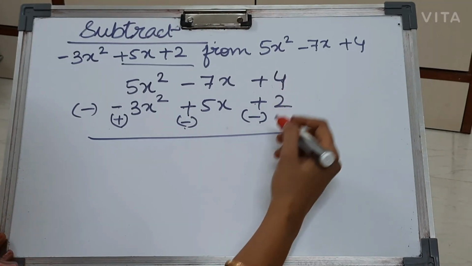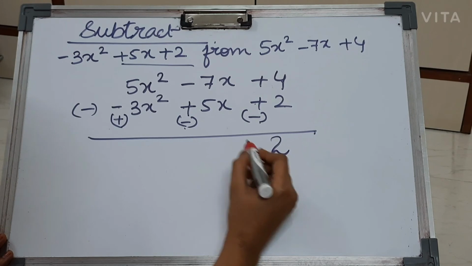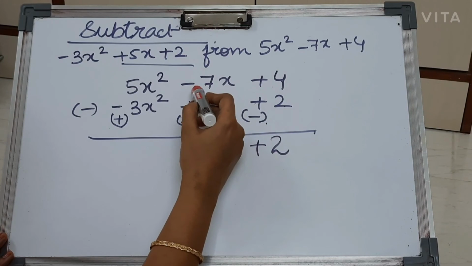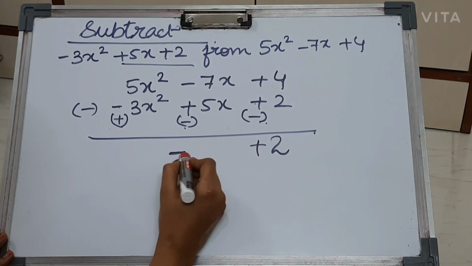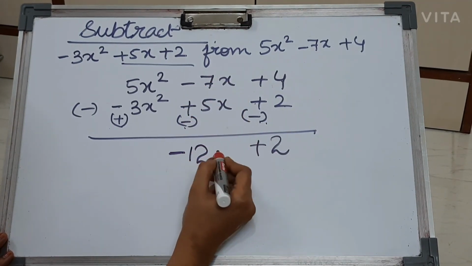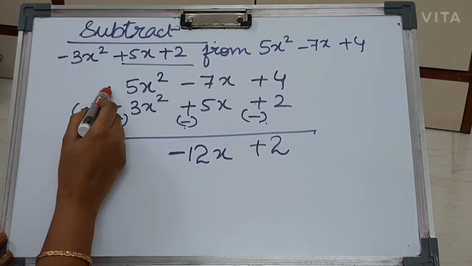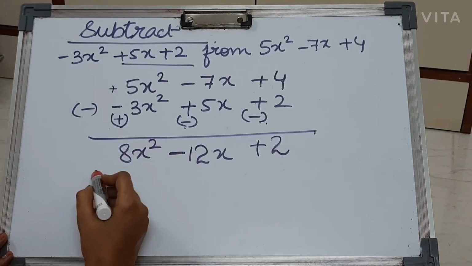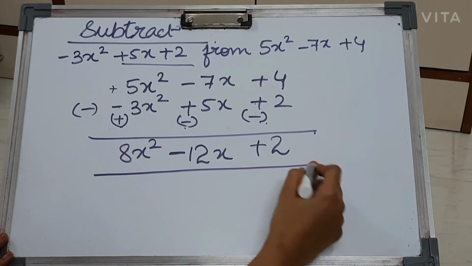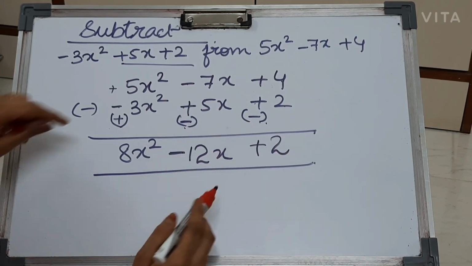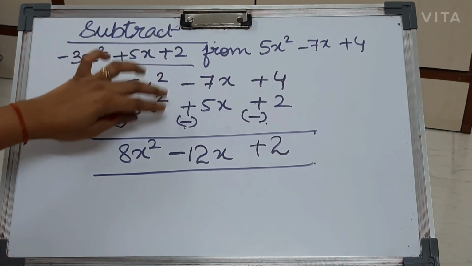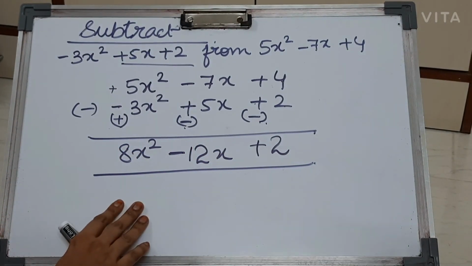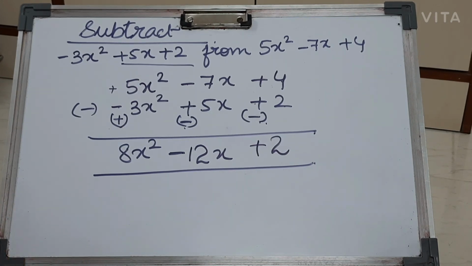Now 4 minus 2 will be what? 2. Okay. Then what? Plus 2. Plus 4 minus 2 is plus 2. Now here minus 7. Minus 5 will be what? Minus 7 plus 5, 12x. Then plus 5 plus 3 will be what? 8x square. So this is the final answer here. And this you have to keep into account. When there are 2 subtractions, then we have to change the sign here and we have to add the digits and write the term. So this is what we have for the addition and subtraction up till now for the algebraic expression.